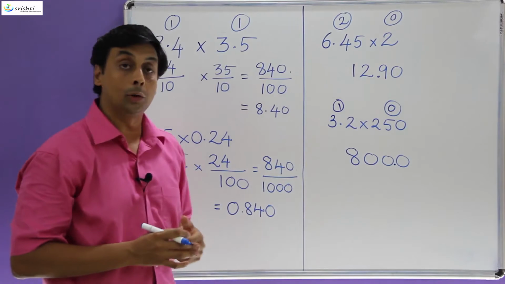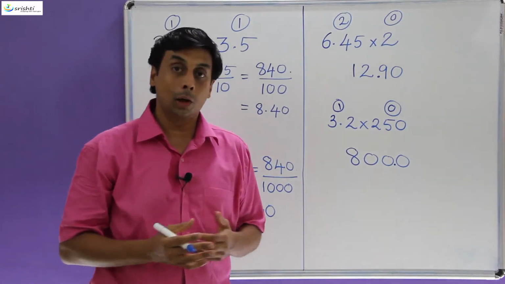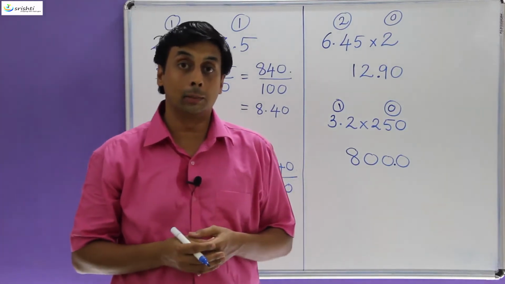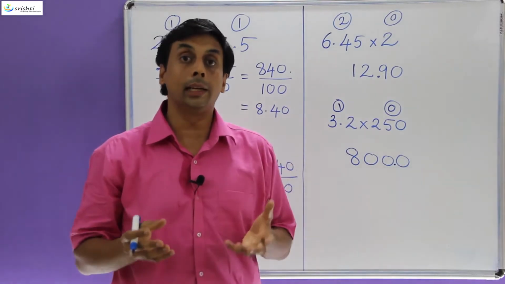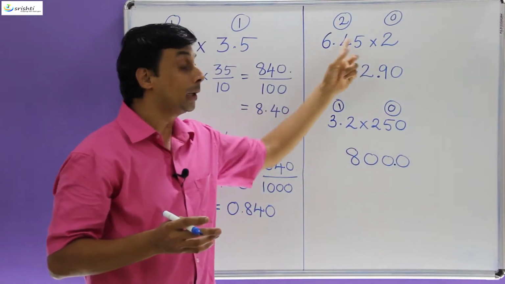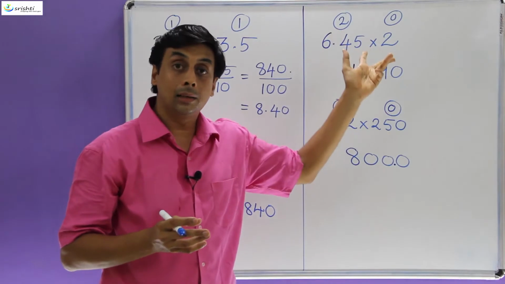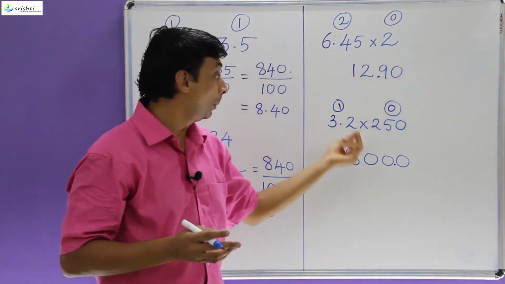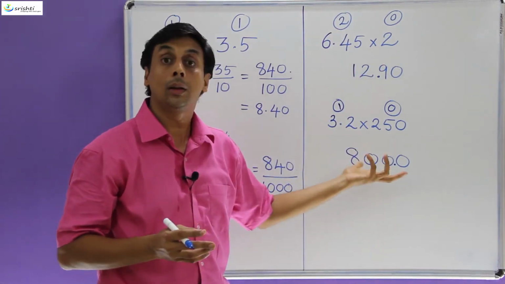So the answer is going to be 800. So what is the moral of the story? When it comes to decimal multiplications, always find the number of decimal places in the numbers that you are multiplying, add the number of decimal places, and apply that many decimal places in your answer.